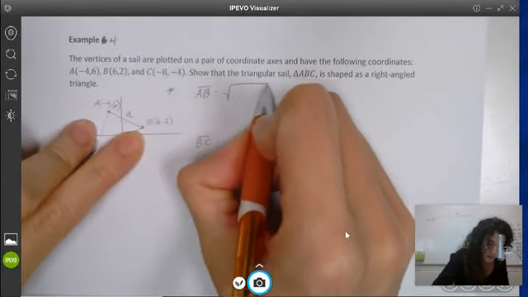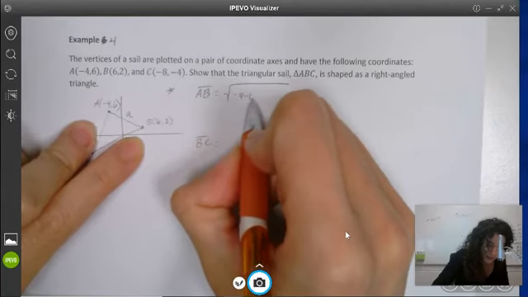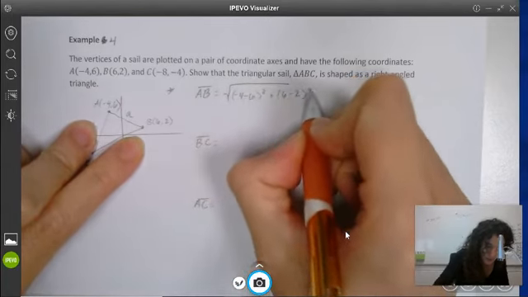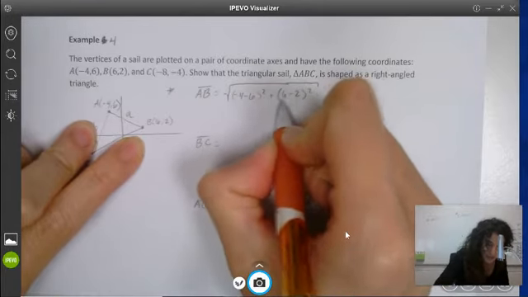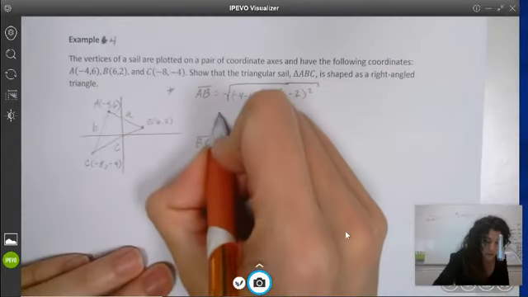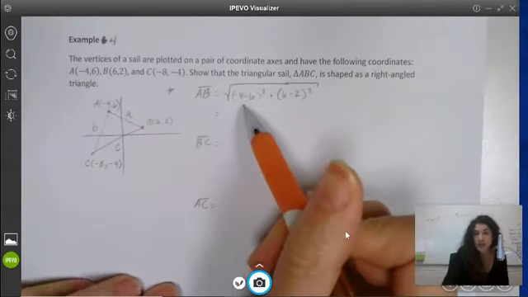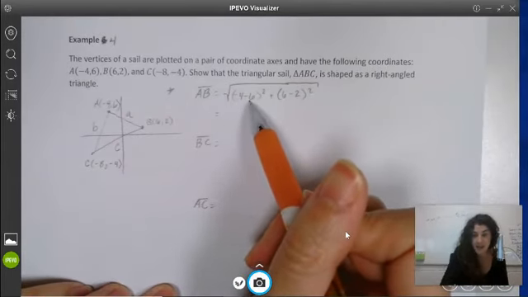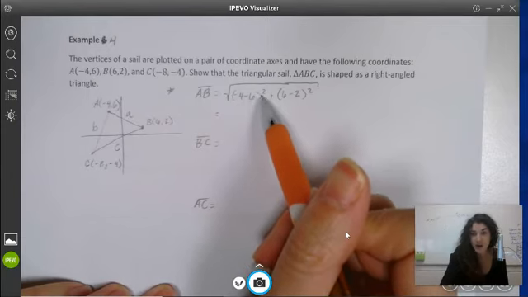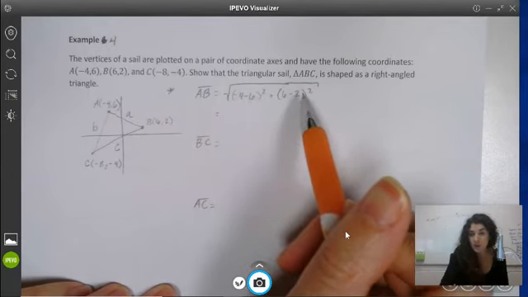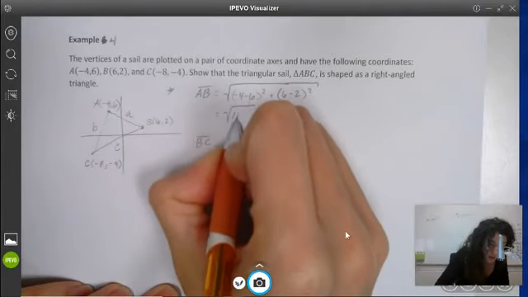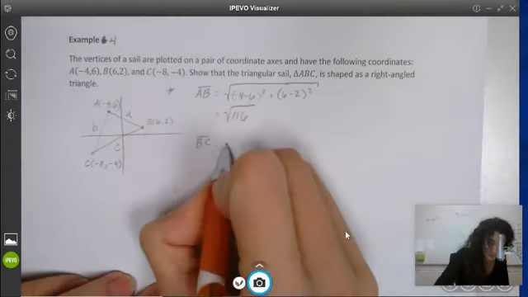AB is the square root of (-4 minus 6) squared plus (6 minus 2) squared. These negatives, I'm sure, got at least some of you confused, and so making sure that you write this out at the beginning is really important because -4 minus 6 is -10. -10 squared is 100. 6 minus 2 is 4, squared is 16, so this ends up being the square root of 116.